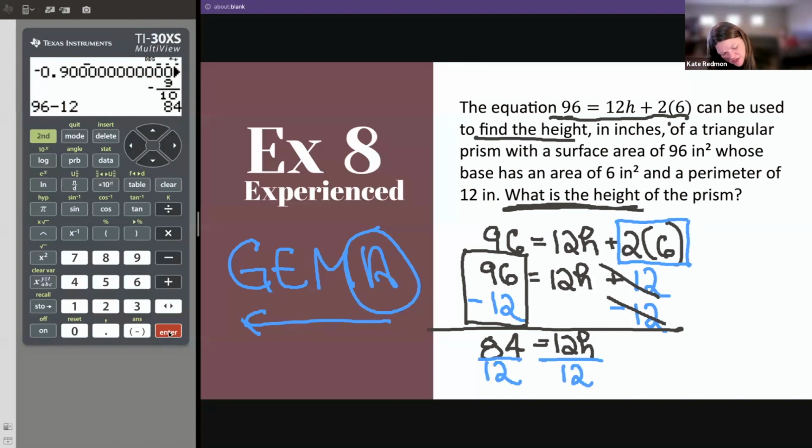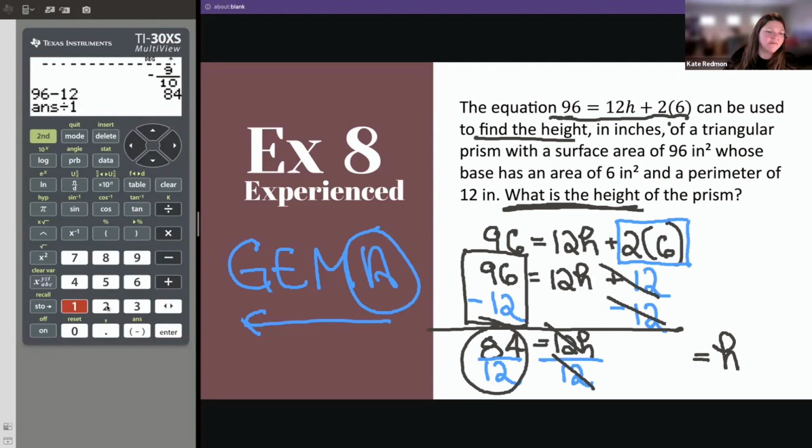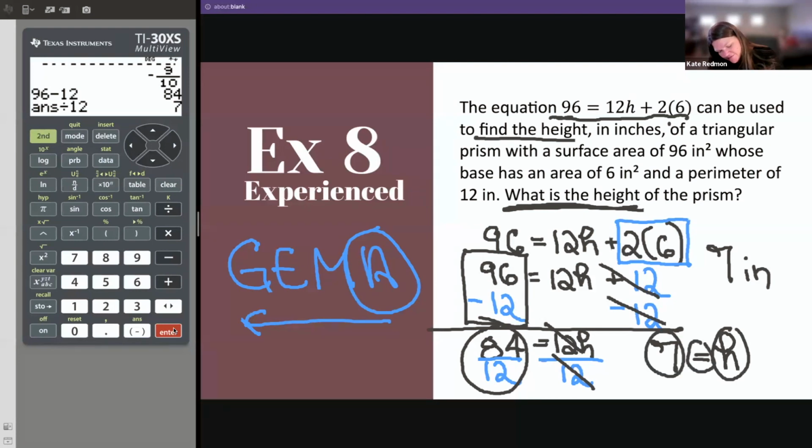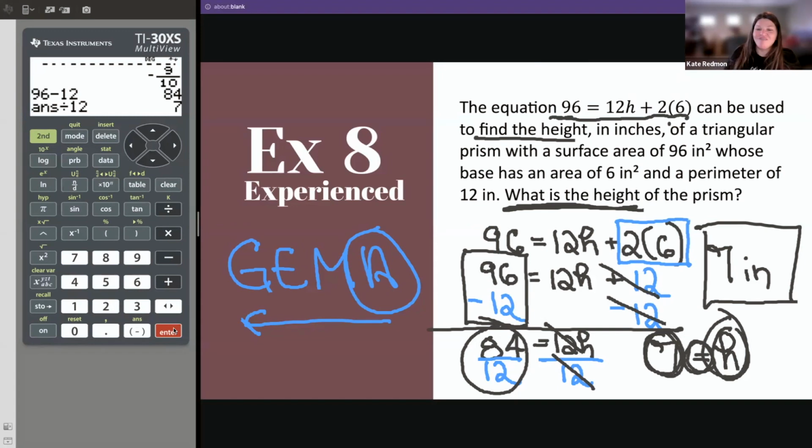Jump across the equal sign, do the exact same thing, so my sides stay equivalent. Multiplying by 12 and dividing by 12 are opposite. They will cancel. I'll just have one single solitary h, and that will be equal to whatever I get on that side. 84 divided by 12 is 7. So what's the height? The height is 7. Or forwards, 7 is the height. Same difference. All right. Nice job, experienced students.